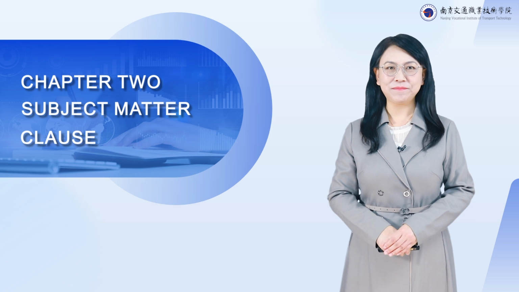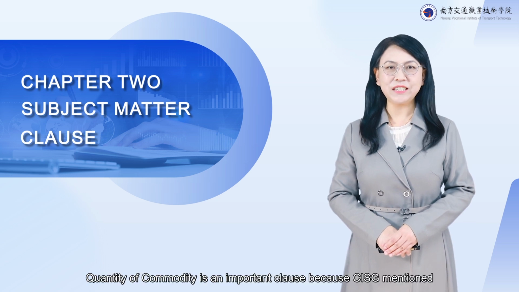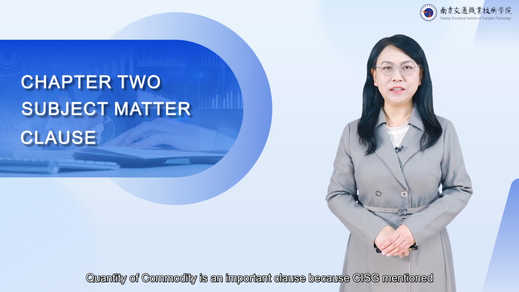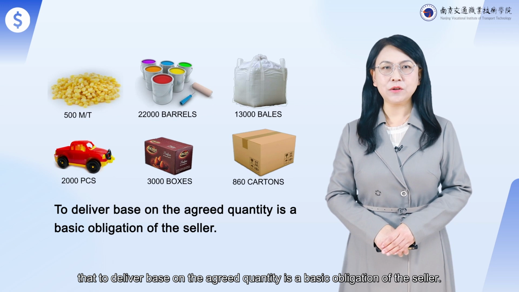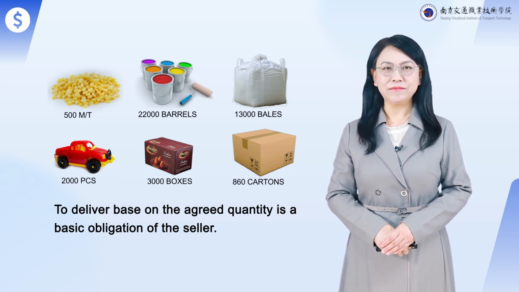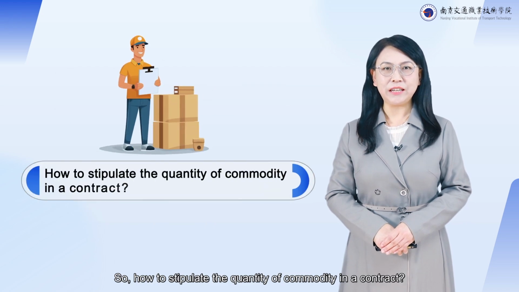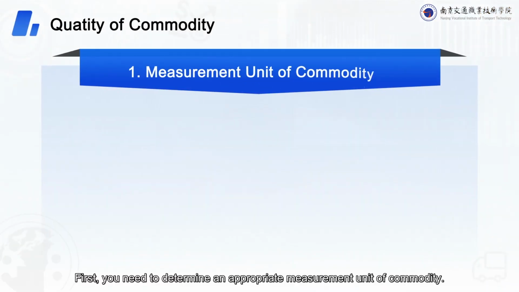Quantity clause. Quantity of a commodity is an important clause because CISG mentioned that to deliver based on the agreed quantity is a basic obligation of the seller. So, how to stipulate the quantity of a commodity in a contract? First, you need to determine an appropriate measurement unit of commodity.